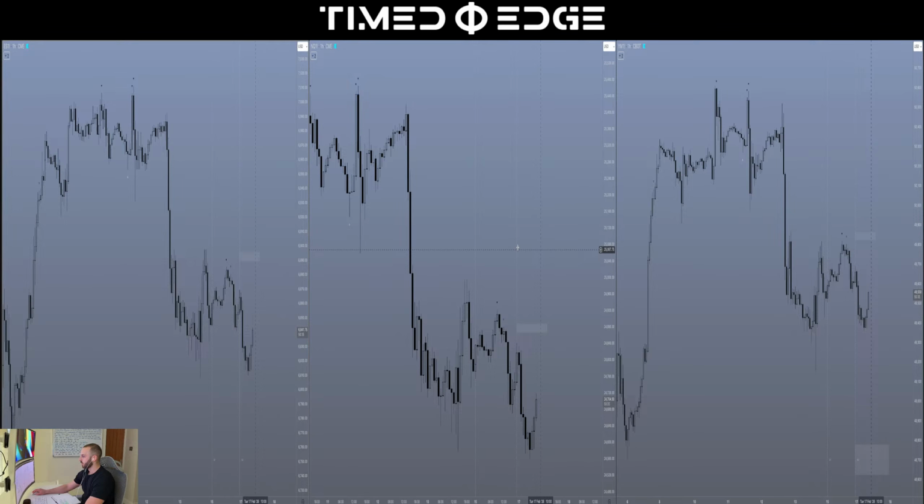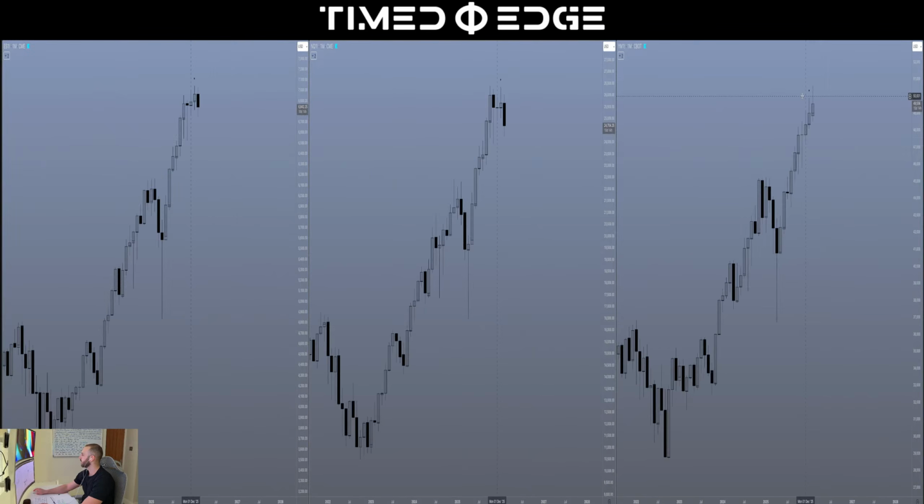Something I didn't see. Okay, let's start on the monthly, see if there's anything. Right, most of the assets have closed below previous week's low. We've taken previous month's high there, sorry, excuse me. Previous month was a range though.